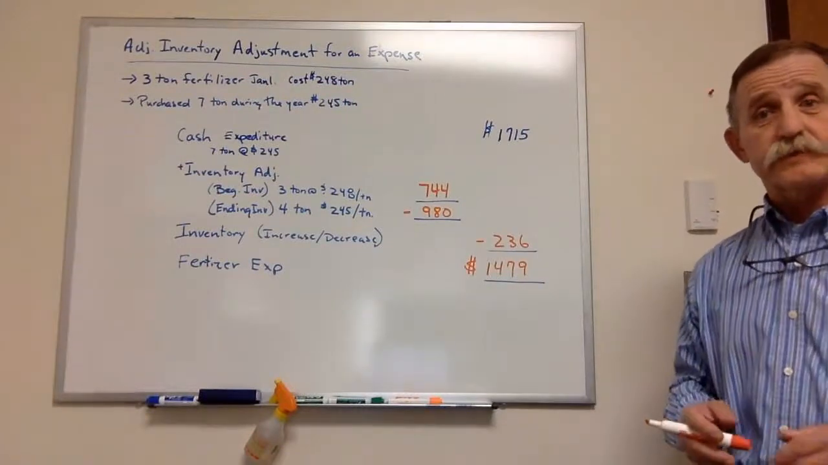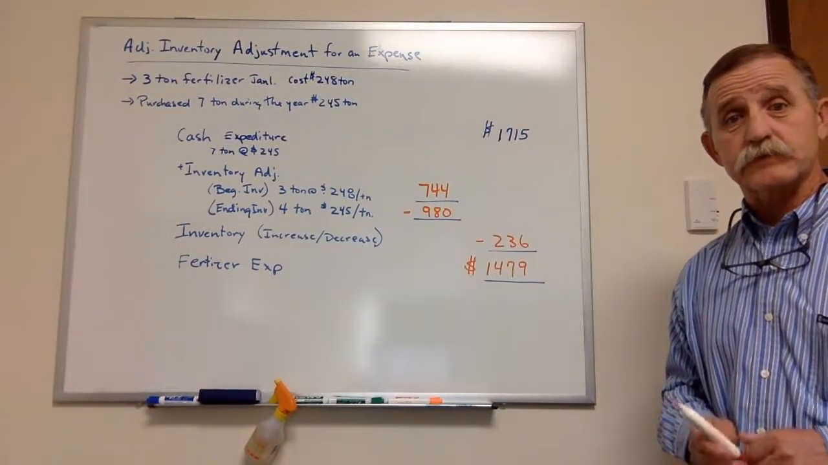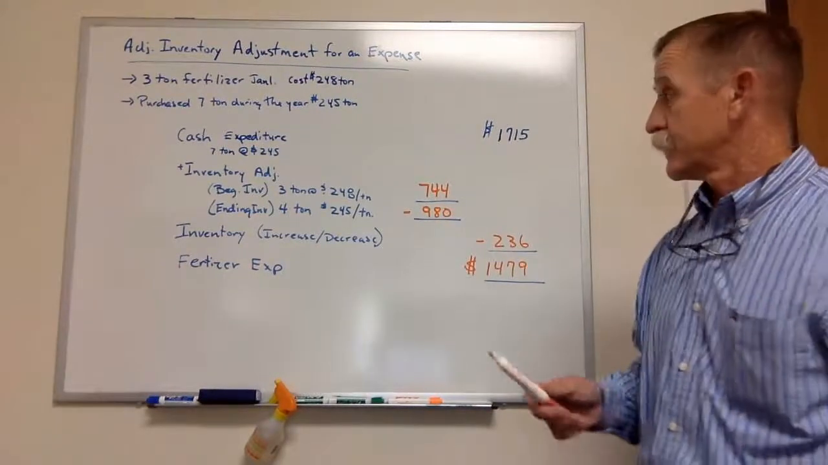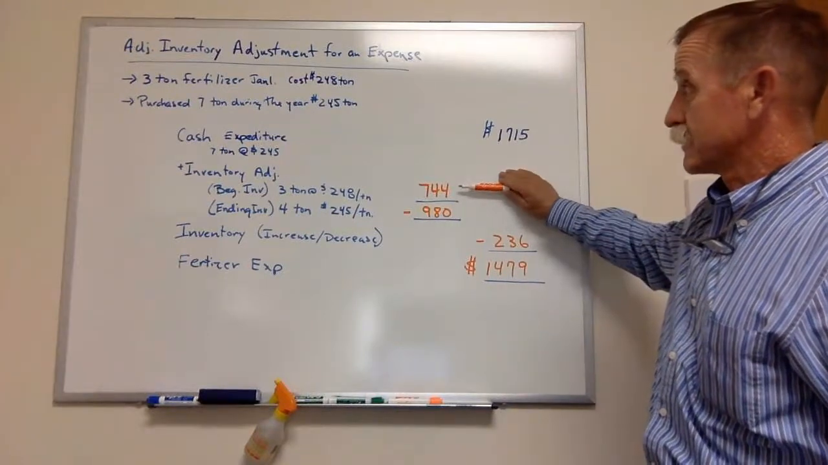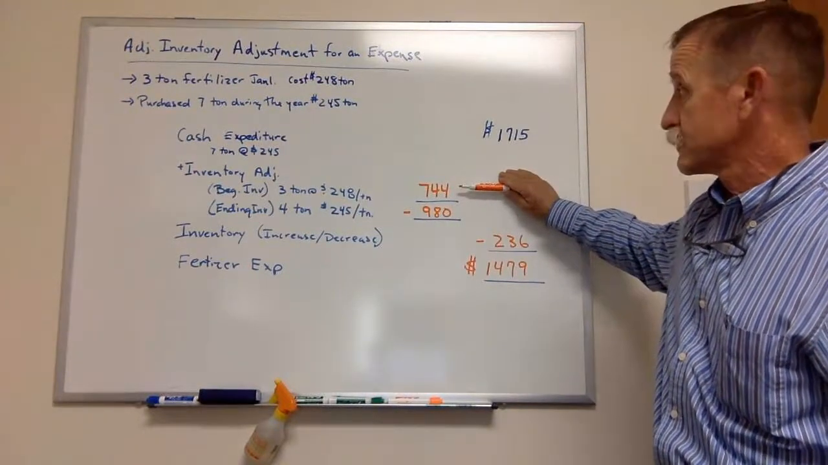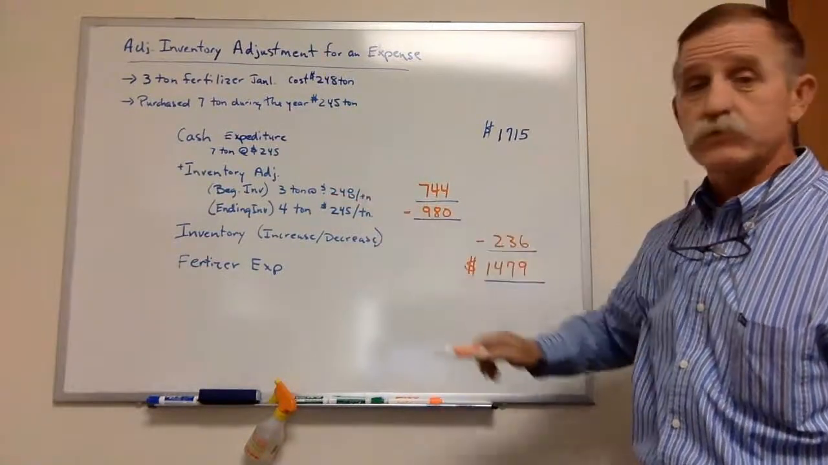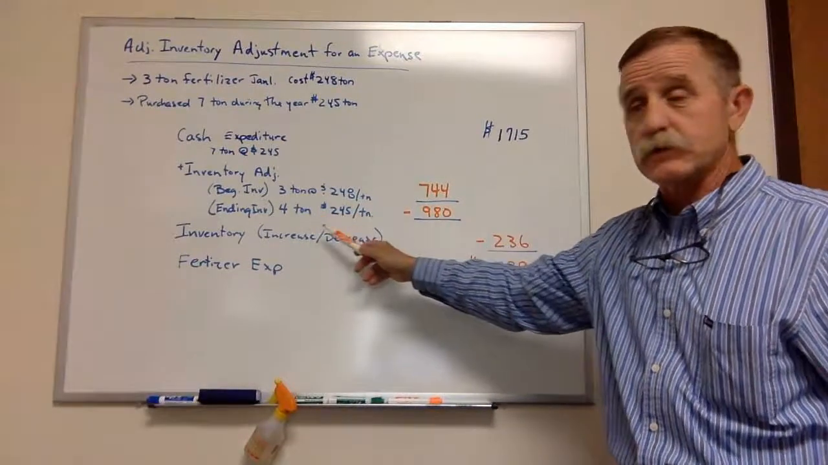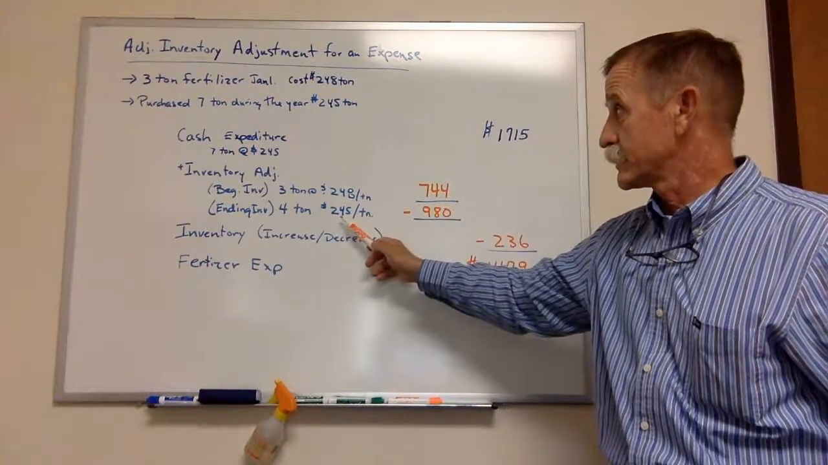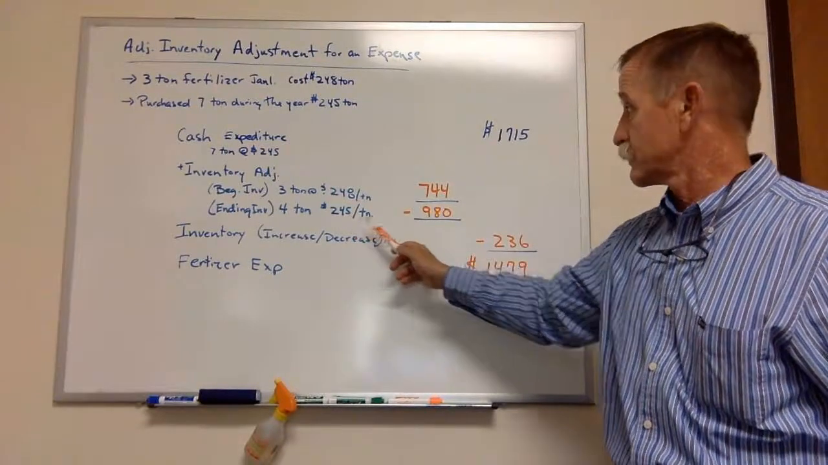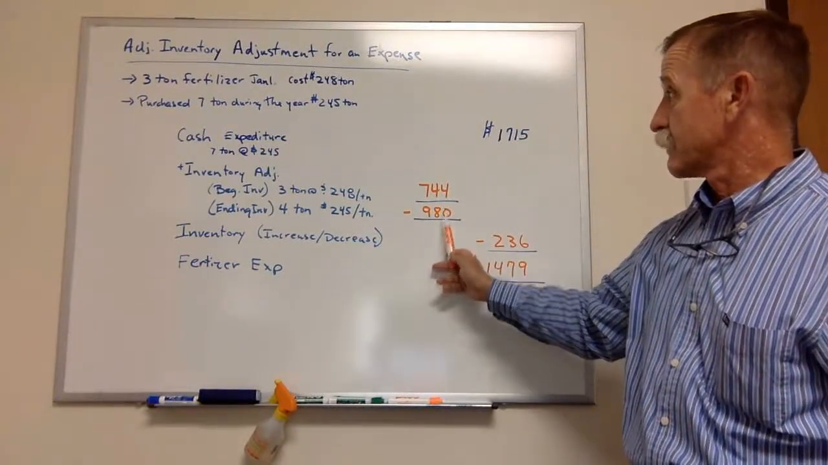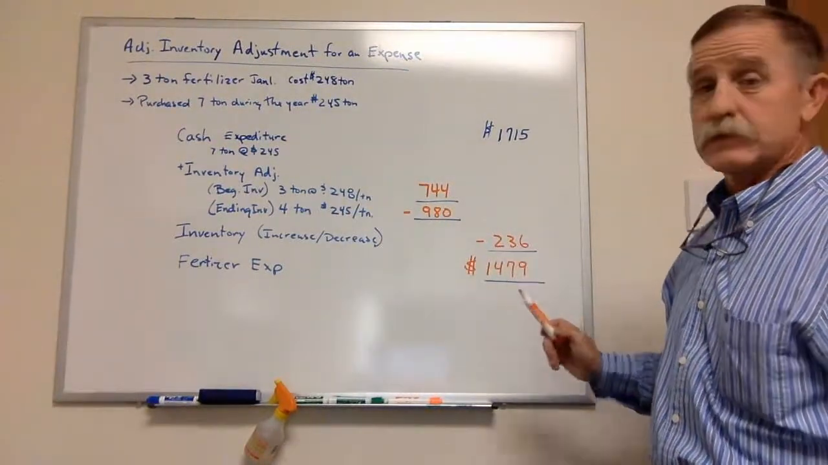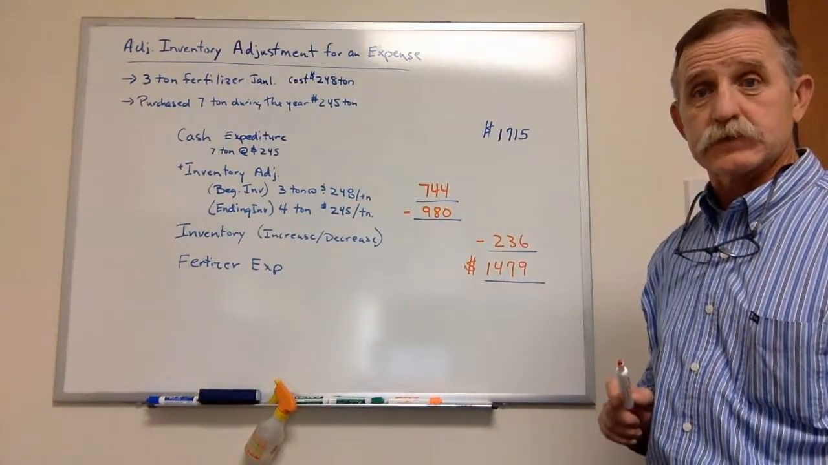Okay, now you can see that I've actually come up with the answer for this particular problem, an expense adjustment to our income statement. It comes out, beginning inventory is $744. That's just multiplying 3 ton times 248. And then we take 4 ton times 245. This is the amount that we have at the end of the year, and this is what we bought it for, $245. We subtract that from the beginning inventory value. We get 236, the adjustment. It'd be a minus adjustment.